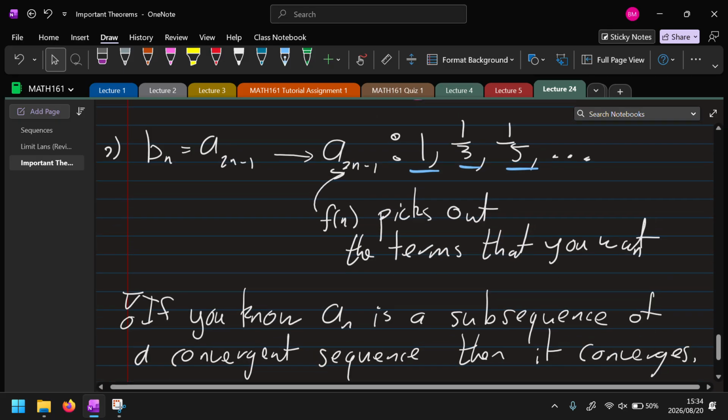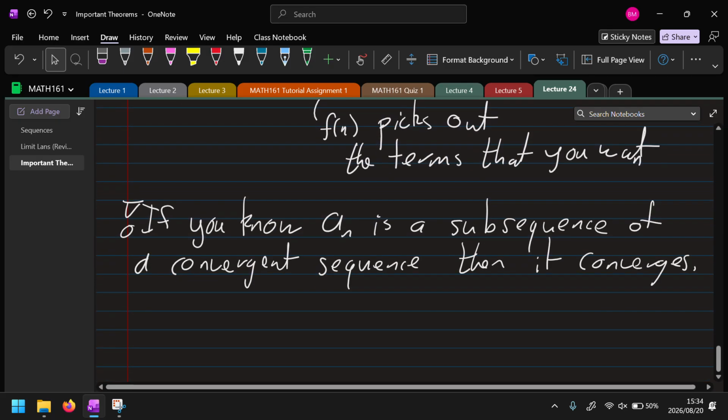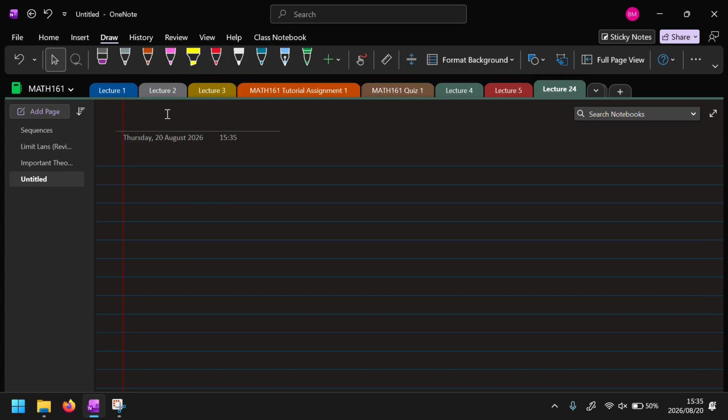So that was the last of the major theorems. We're not going to do the proof for this one either. Okay, so it was just that second one that had a proof. Now for homework, you're going to prove a few more things.